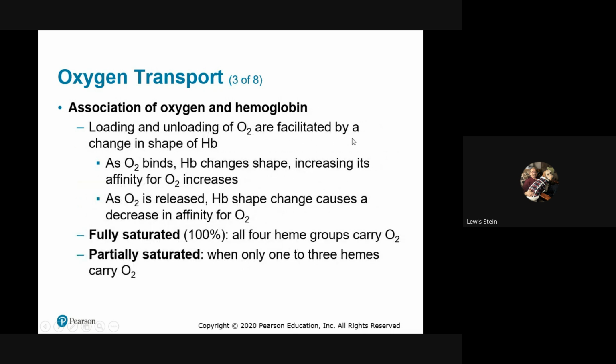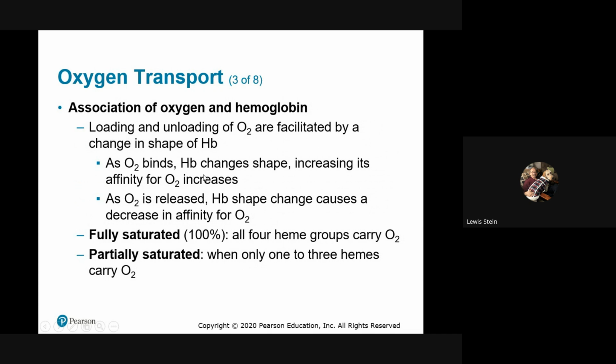Loading and unloading are facilitated by the change in shape. Remember, where did you learn about that? Cell or biochem? It's a unique molecule because it can change shape, and that's really the interesting thing. I don't go into the biochemistry of it for 2 reasons. You get it in biochem, and more importantly, I don't understand it as well as she does.